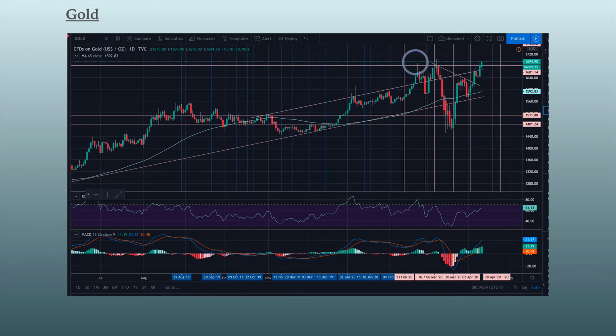It's also broken out above what I consider the resistance line. It also looks like we broke above what is called a head and shoulders pattern. This dip up, big dip, dip back down and through. So on the technical level, on the fundamental level, gold has a lot going for it.